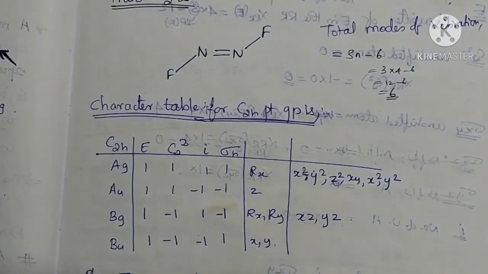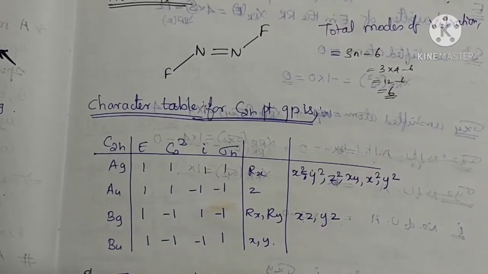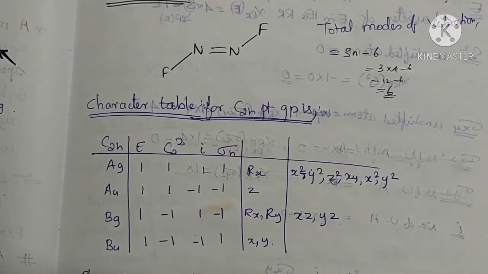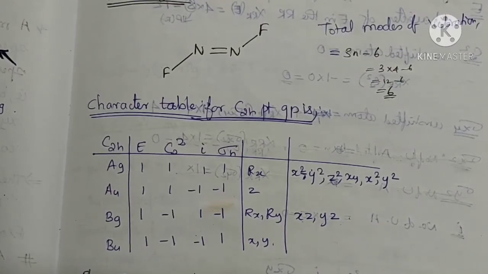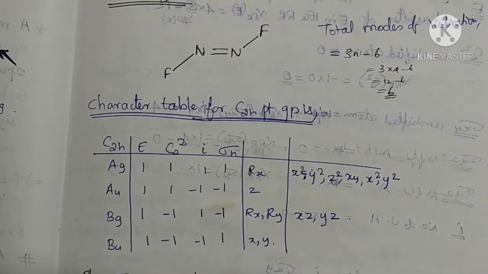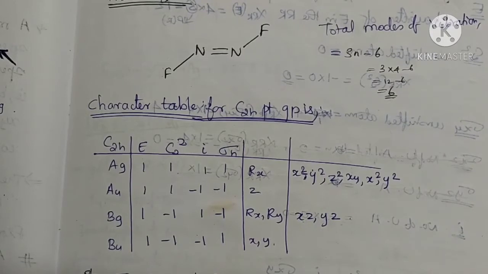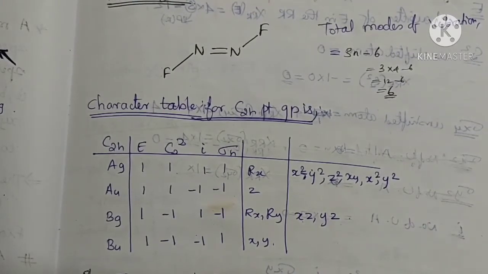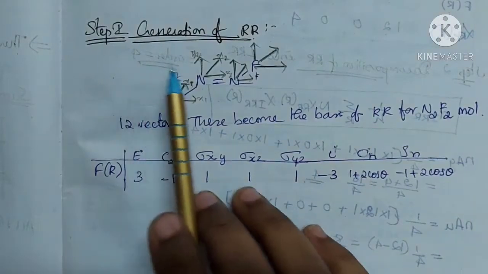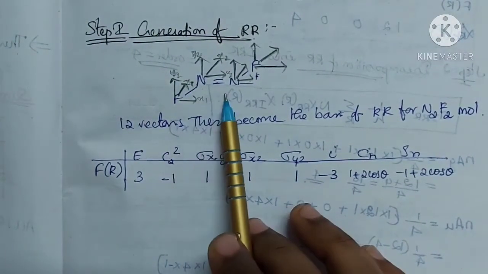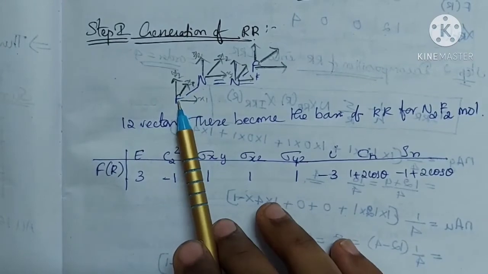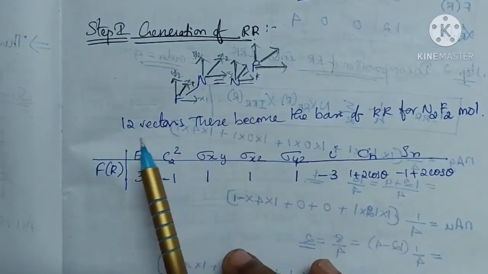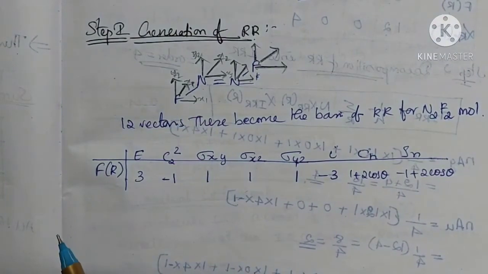Here you can see the character table for the C2H point group. Trans N2F2 belongs to the C2H point group. There are 4 steps involved. The first step is the generation of the reducible representation. For that, we have to find how many vectors there are, and these vectors form the basis for the reducible representation. Considering this molecule, we have 3 vectors on each atom and 4 atoms, so we have 12 vectors, and they form the basis for the reducible representation.